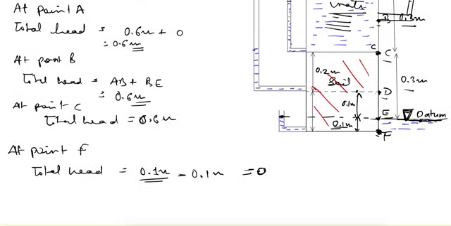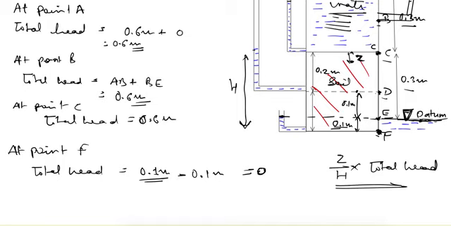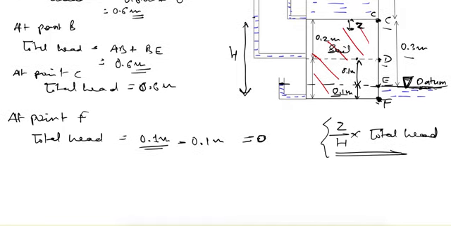And now, how do we know how much head loss will be there at any point? Head loss is computed as proportional: if it is a point at z distance below, and this overall distance is h, then the head loss at this point will be z by h times the total head. So using this formula we can find out the head loss. And now let's consider point D. Here let's see what the datum head is.